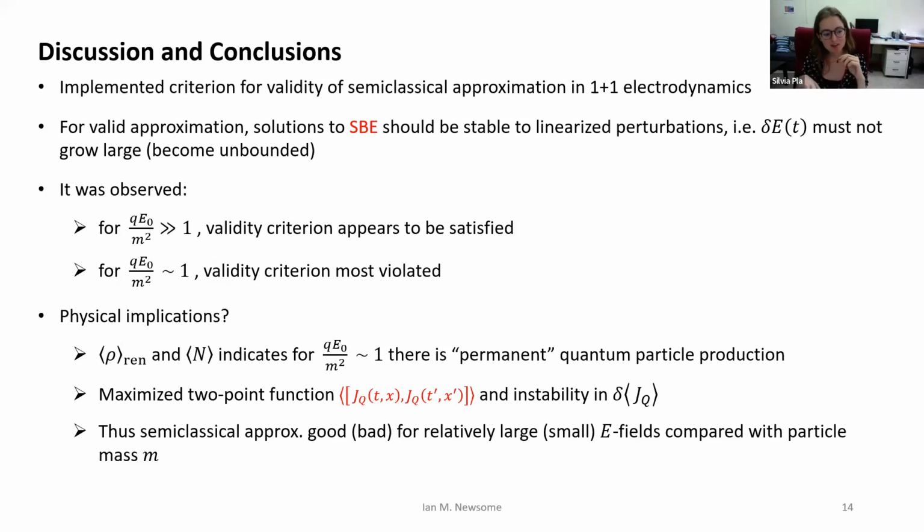So I wanted to ask you, because you said that the criterion is most violated in this limit in QE0 divided by M squared equal 1. But then it seems that when you increase the mass, the fluctuations are lower. The semiclassical approximation is better, no? For the massless limit it is better, and for the supermassive limit it is also better than in this intermediate case. So do you have any idea about this?